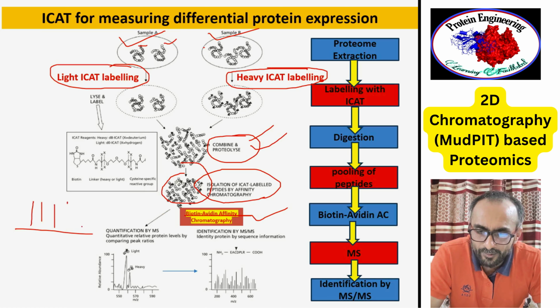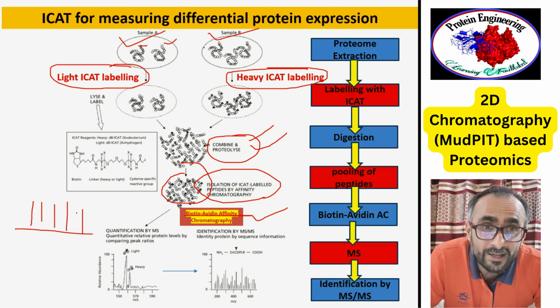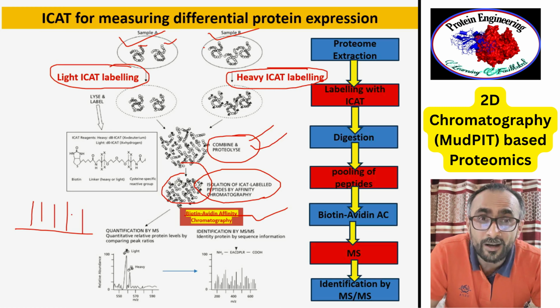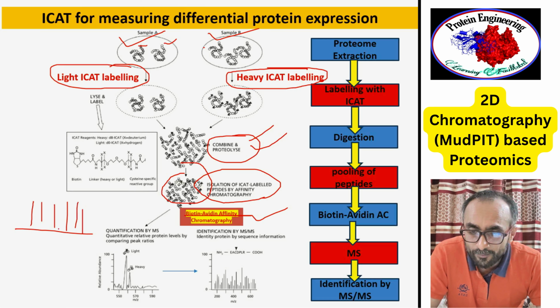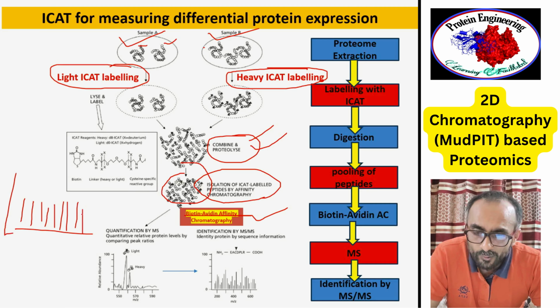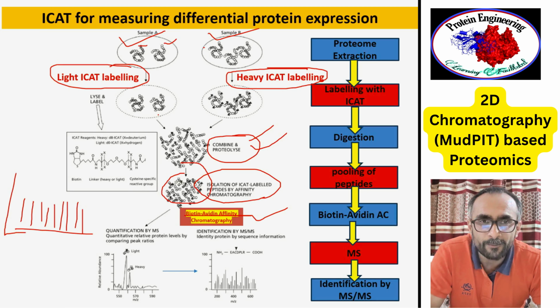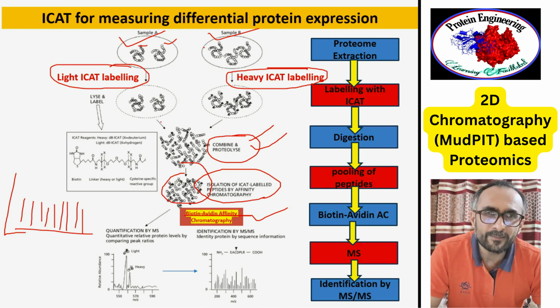MS, large number, because there are 10,000s of proteins and every protein is now fragmented into peptides, and those peptides are very large in number, so you will get large number of peaks of peptides in MS. Now how do you identify which peaks are coming from sample A and from sample B?